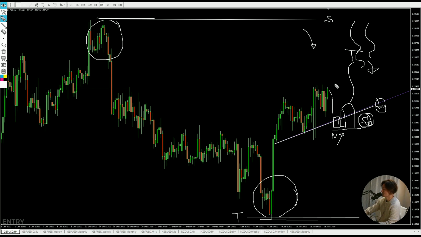Okay, so let's go on to the NZD USD pair.